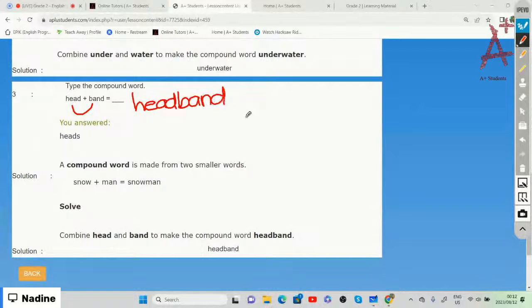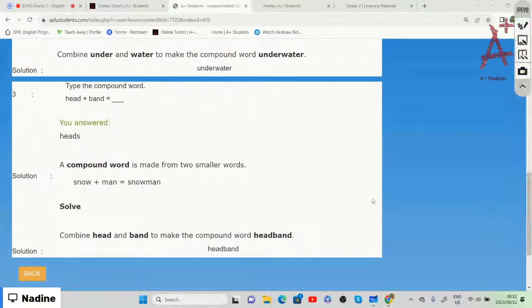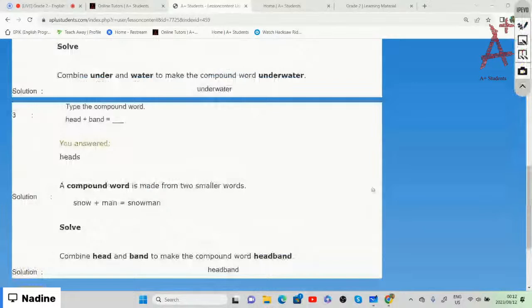And a headband is more like an elastic material that we put on our heads, sometimes with a cute little bow, or just to keep our hair nice and in place, right? So a headband. So basically the big word, the meaning changes of those two words again.